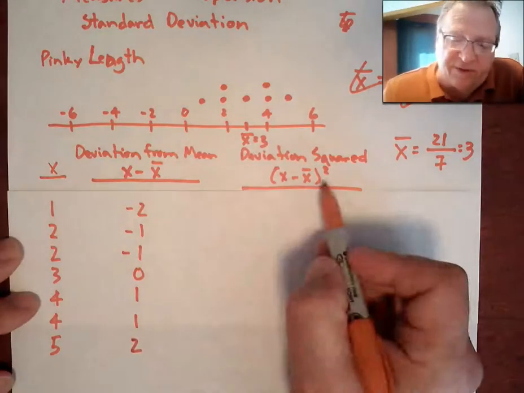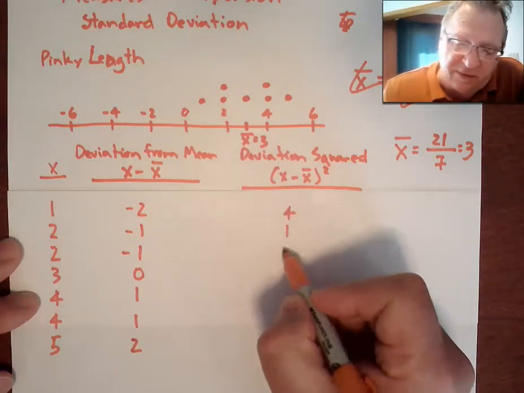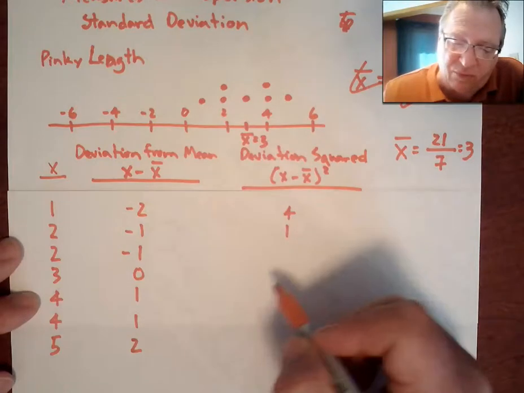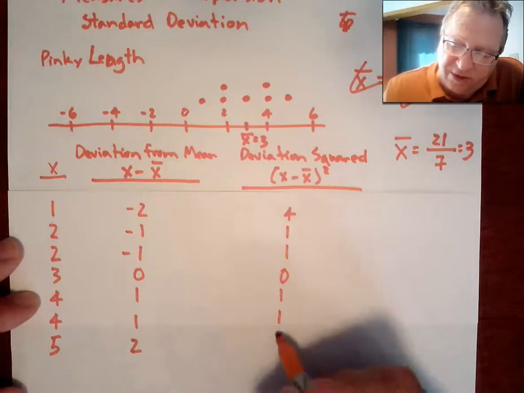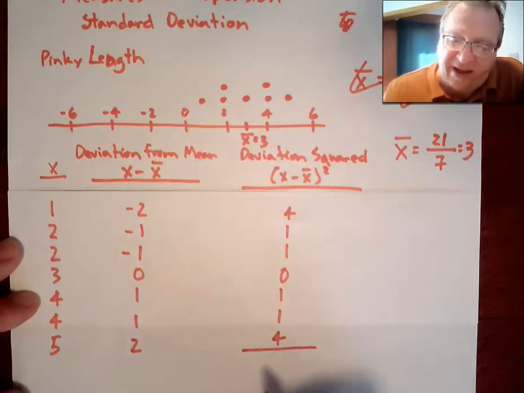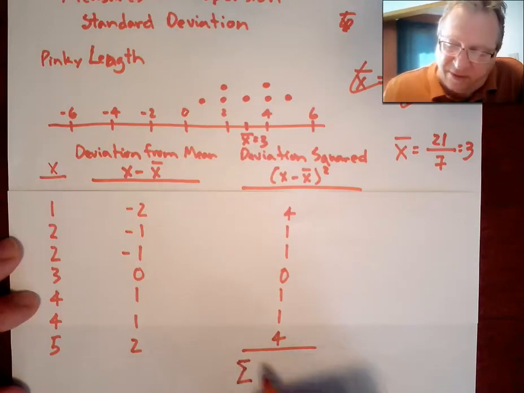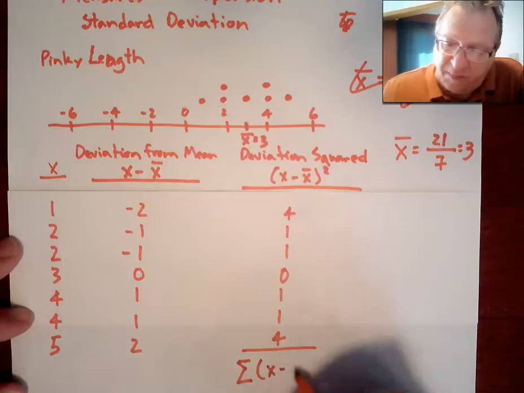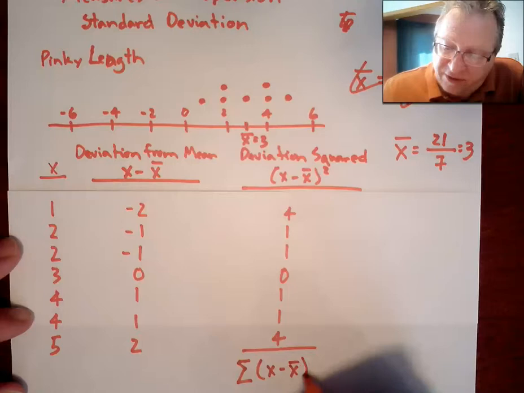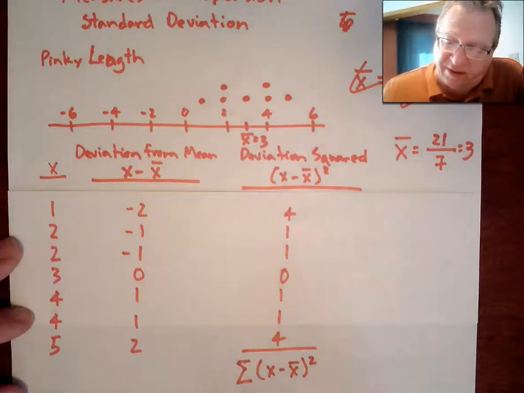And now we have to square those values. Negative 2 squared is equal to 4. Negative 1 squared is 1. Negative 1 squared is 1. 0 squared is 0. 1 squared is 1. 1 squared is 1. And 2 squared is 4. And now we're going to have to add those up. Because recall, we haven't written out our standard deviation equation yet, but we're going to need the sum of all of the x minus x bar squared values. The sum of the deviations squared.